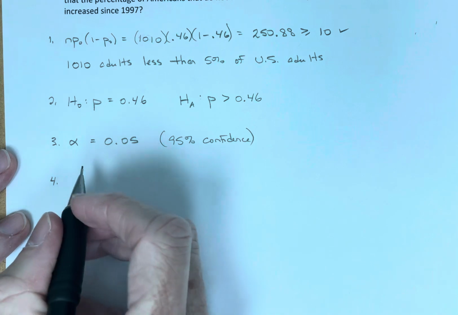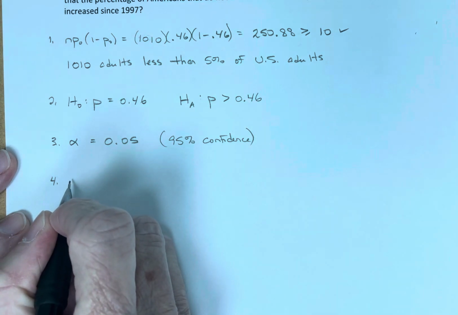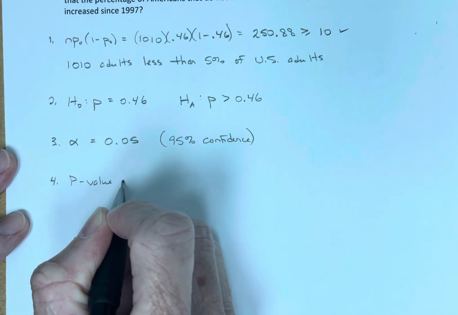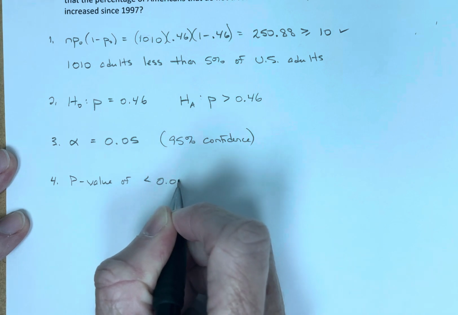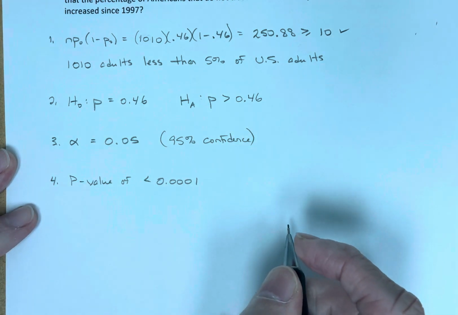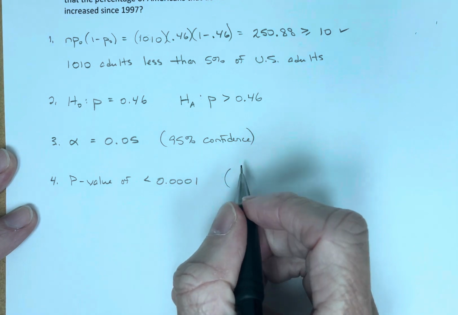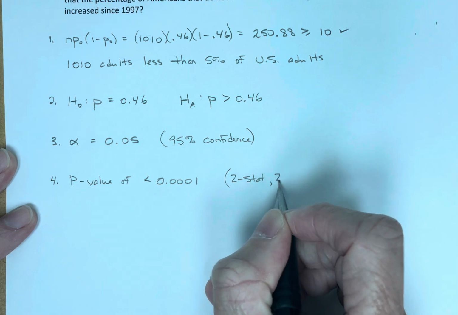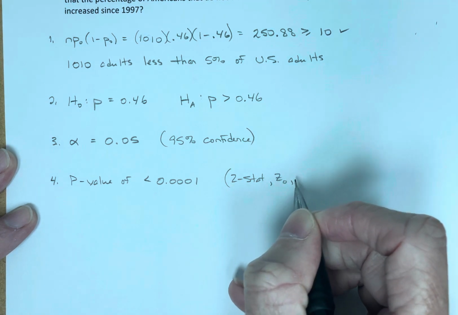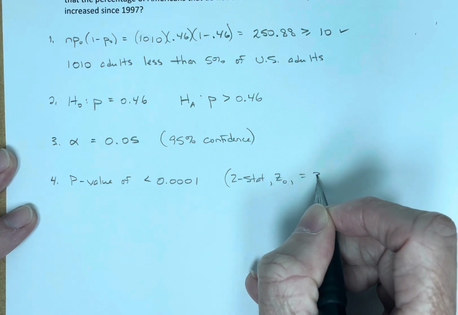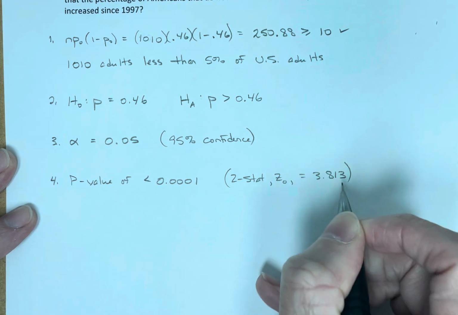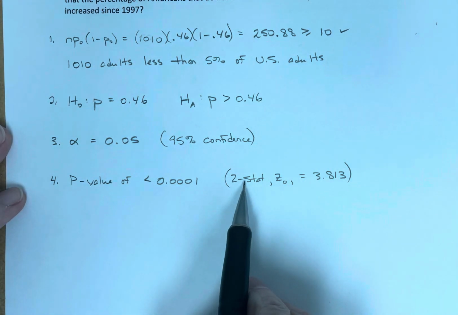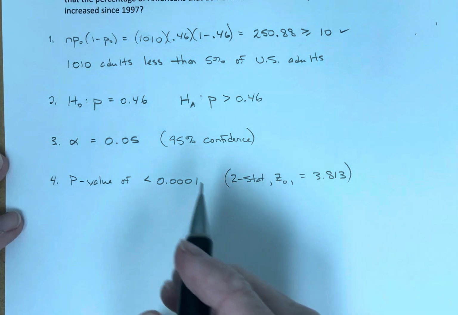Okay, we came up with a p-value of less than 0.0001. Oh my goodness, that's small. But again, let's also note the z-stat, which is sometimes z-naught, is equal to 3.813. I'm just noting this because sometimes that will pop up in your homework. We're not making use of the z-table, but that's the z-stat that you can fill into that blank.